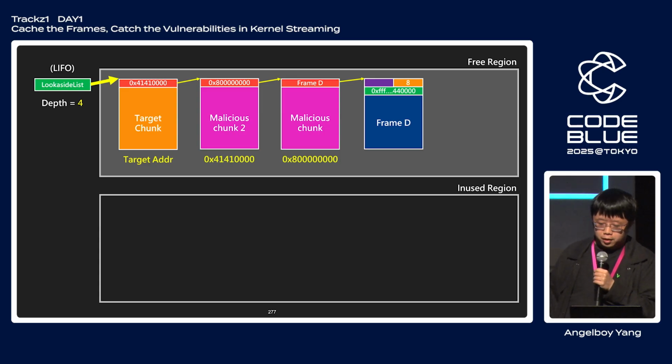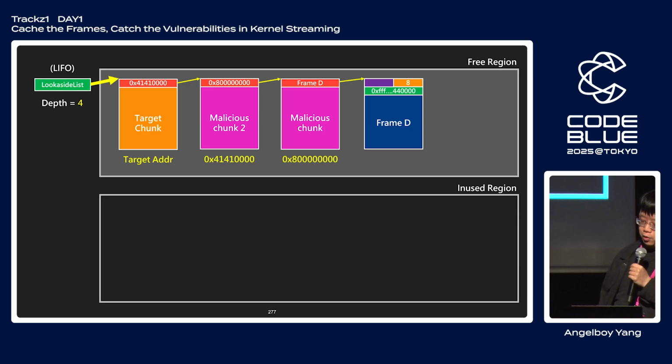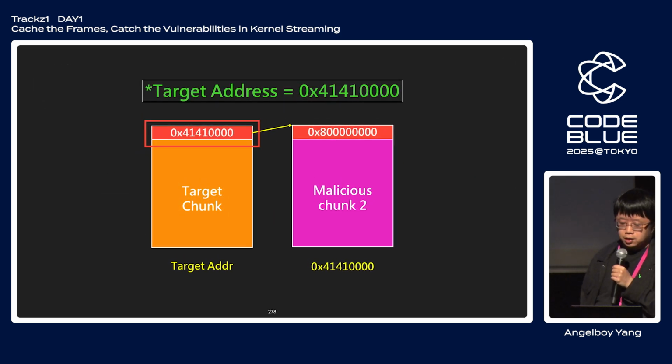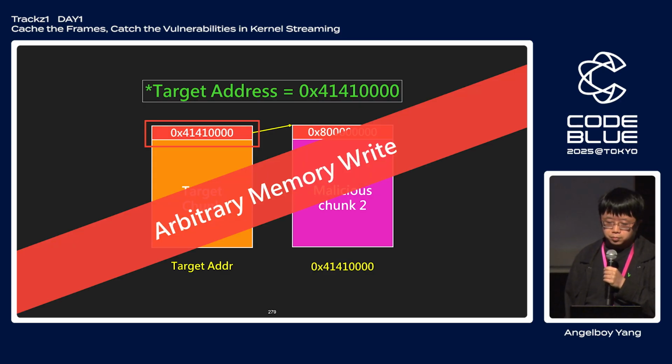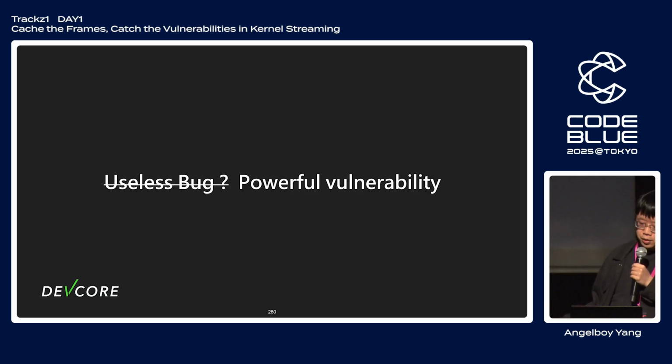In the end, it will release our target address. As a result, the next pointer of the target address will point to 0x414100. In other words, we can write the address of our chunk into the target address. This value can be any user space address. That is, we now have arbitrary memory write. We turn a useless bug into a powerful vulnerability.